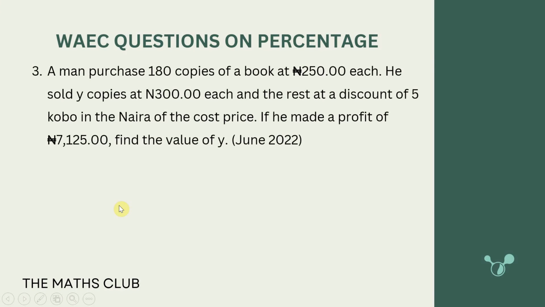Next question says that a man purchases 180 books at the cost of 250 naira each. He sold Y copies at 300 naira each, and the rest at a discount of 5 kobo in the naira of the cost price. If he made a profit of 7,125 naira, find the value of Y. I want us to actually solve this one together because there's something new that we've not seen before, which is the 'in the naira of the cost price'.